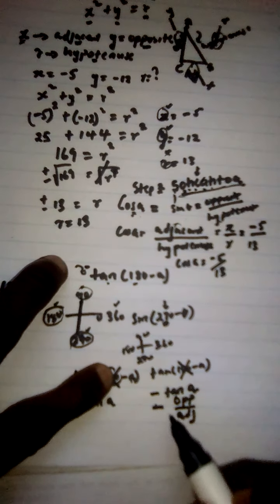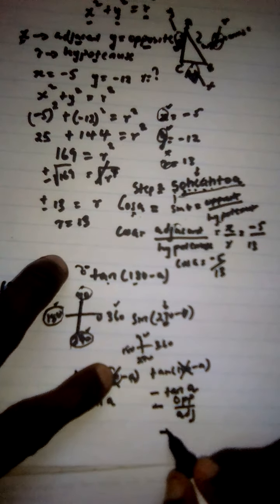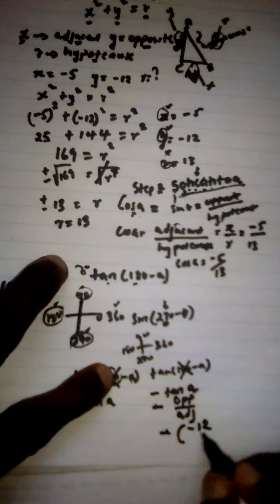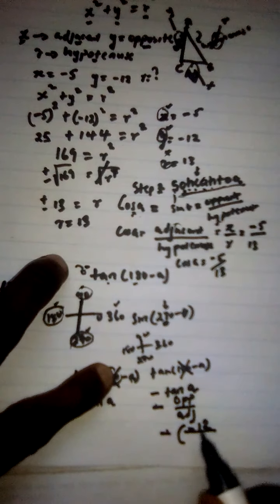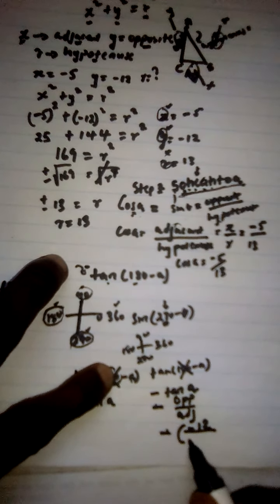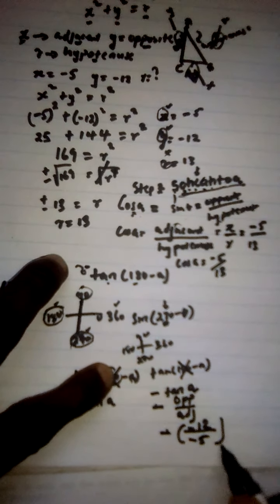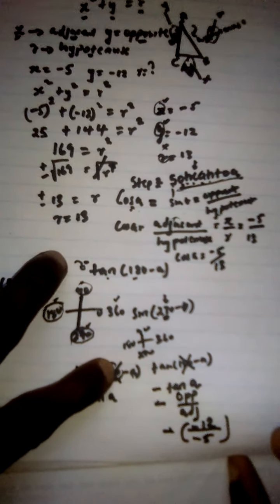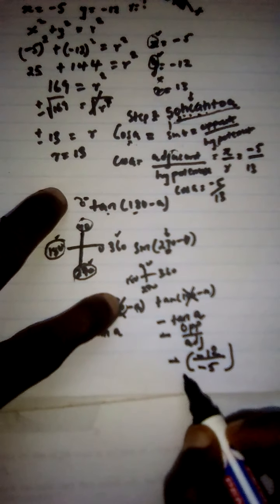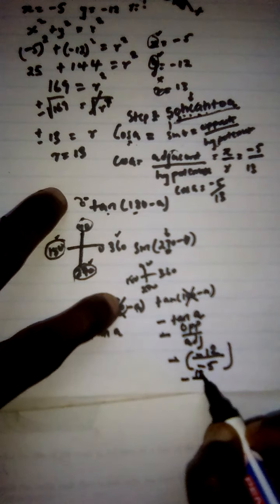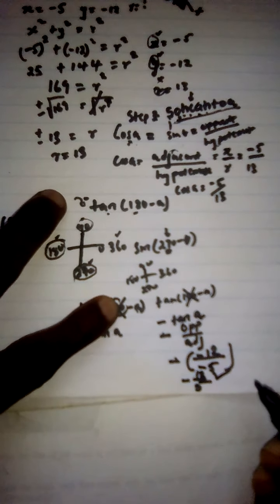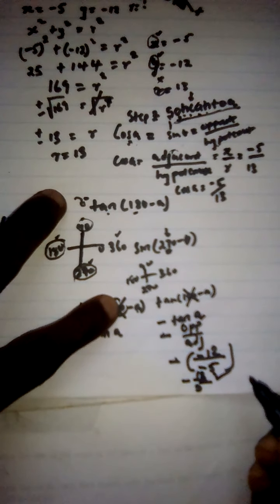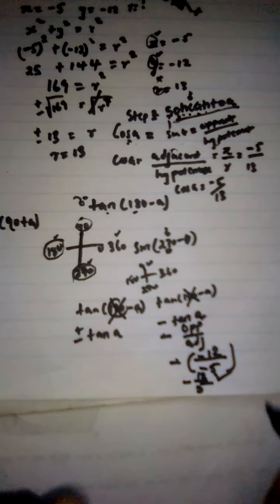So it's going to be negative 12 over adjacent, which is minus 5. X is adjacent, it represents x. So the answer is minus 12 over 5. So the answer is negative 12 over 5. Not that visible, but that is the answer of tan 180 minus alpha. Hopefully, guys, you understood this concept of trigonometry.